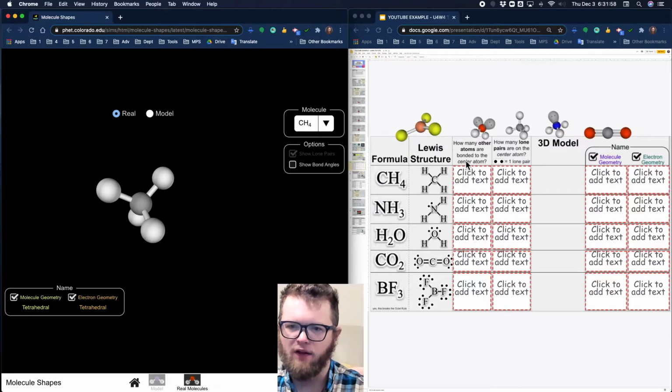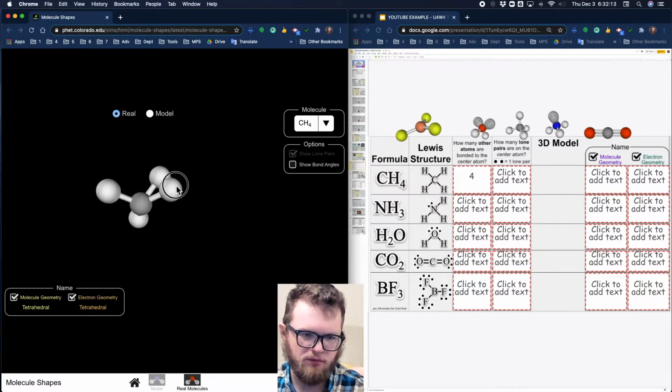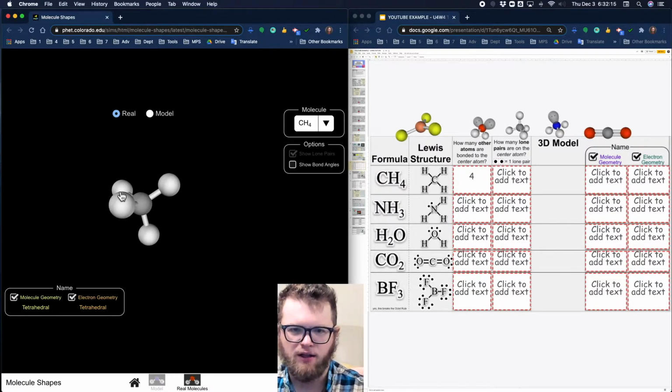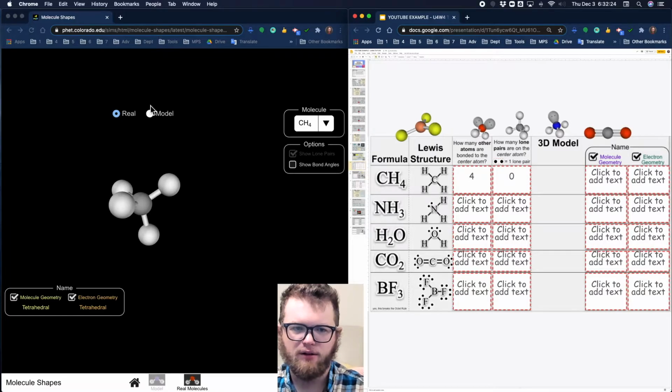So how many other atoms are bonded to the center atom? Well, our center atom is carbon, and we have 1, 2, 3, 4 hydrogens, so the answer is 4. How many lone pairs are on the center atom? Well, I don't see any lone pairs in either the model or the Lewis structure on the center atom, so I will say 0. What does our 3D model look like?